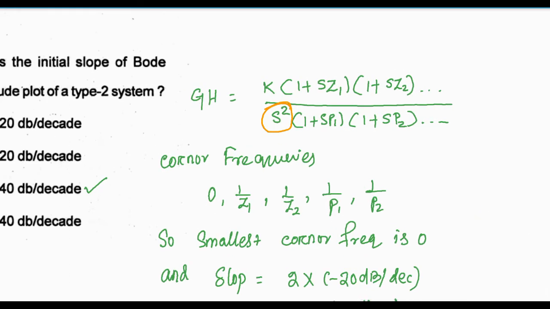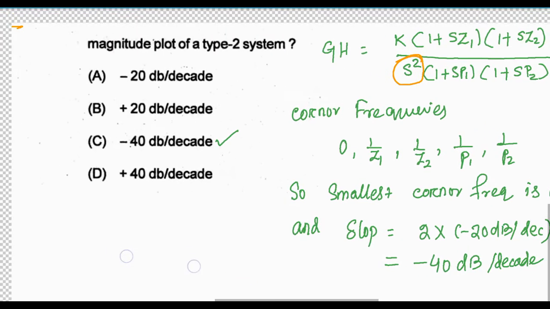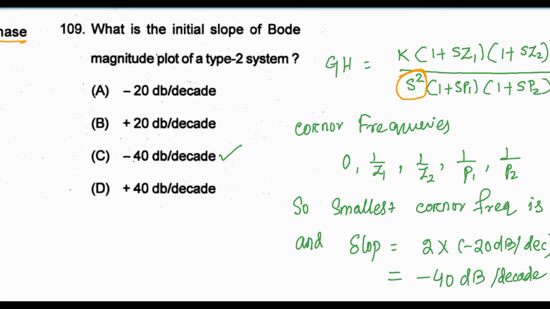And what will be the starting slope? The starting slope will be 2 into minus 20, since the 2 is in the denominator. So this will be 2 into minus 20 dB per decade, and this will be minus 40 dB per decade. This is the procedure to find the initial slope in a Bode plot. So here the answer will be C.